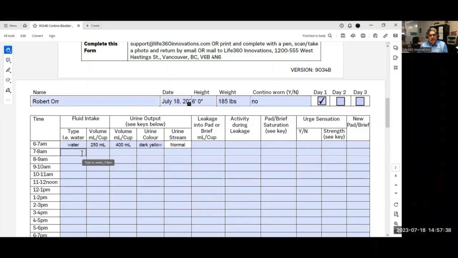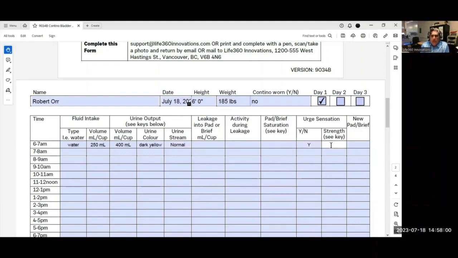I didn't leak first thing, which is great, so I'm going to leave that blank. Because I didn't leak, I'm not going to put any activity around what caused the leakage. I don't have to wear a pad at night, so I'm going to leave this blank as well. But when I woke up, I did feel the urge sensation, and first thing in the morning, actually, it was strong.